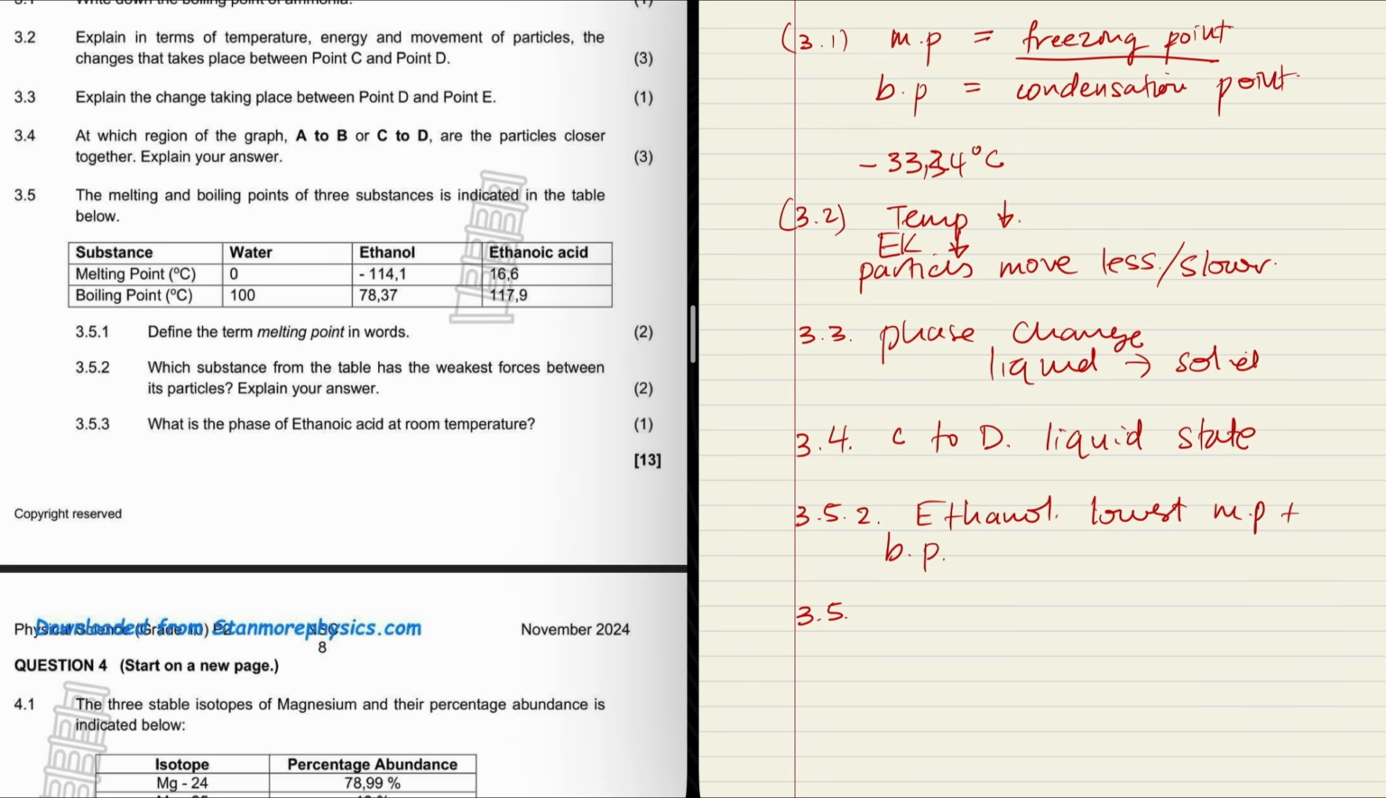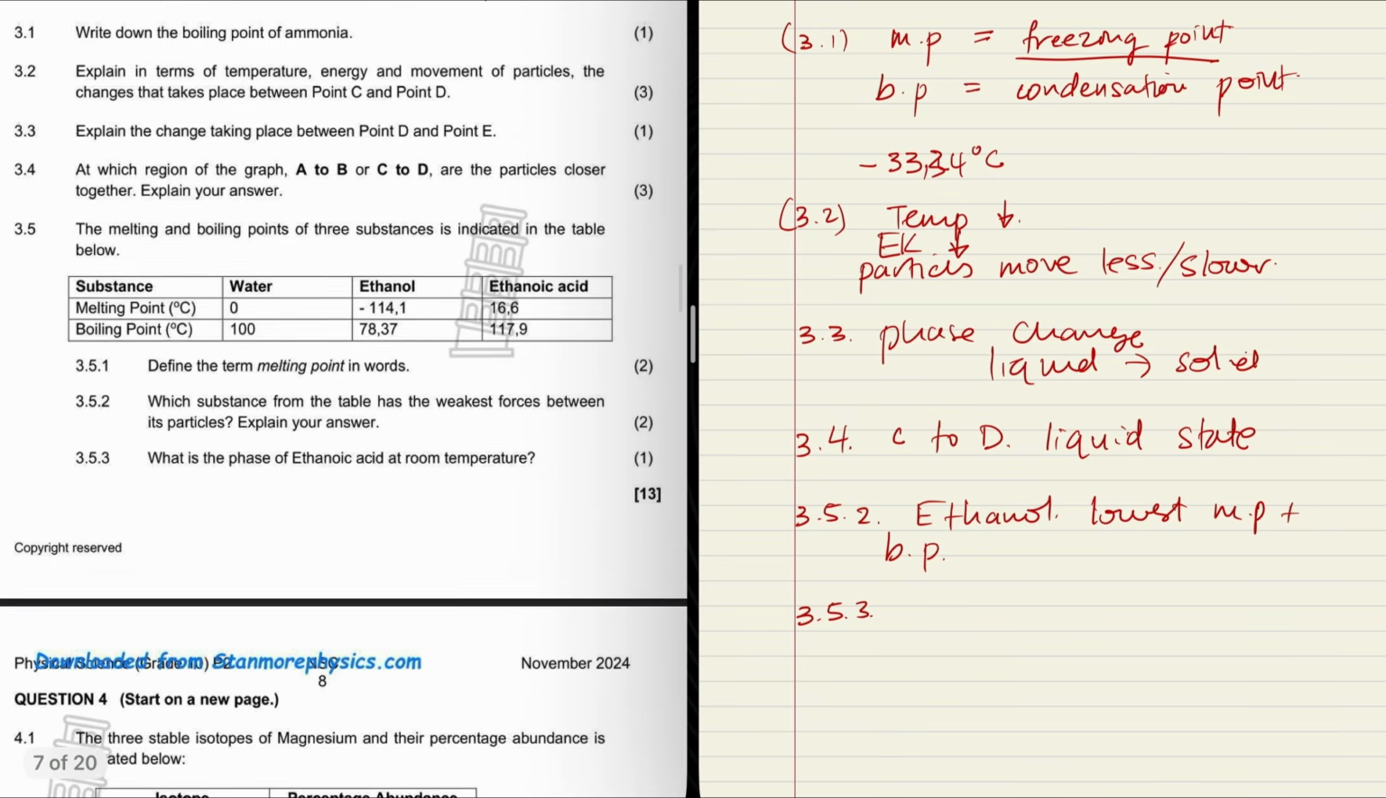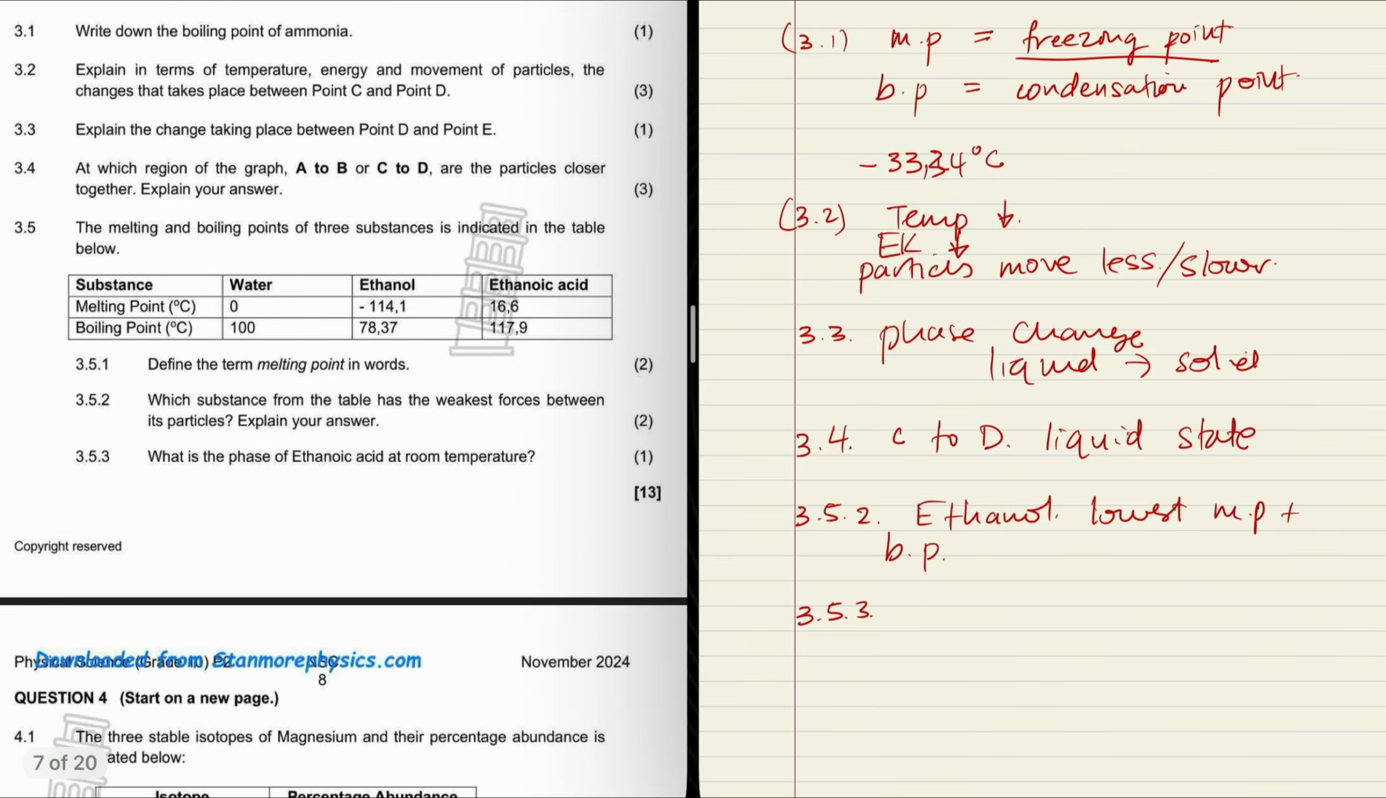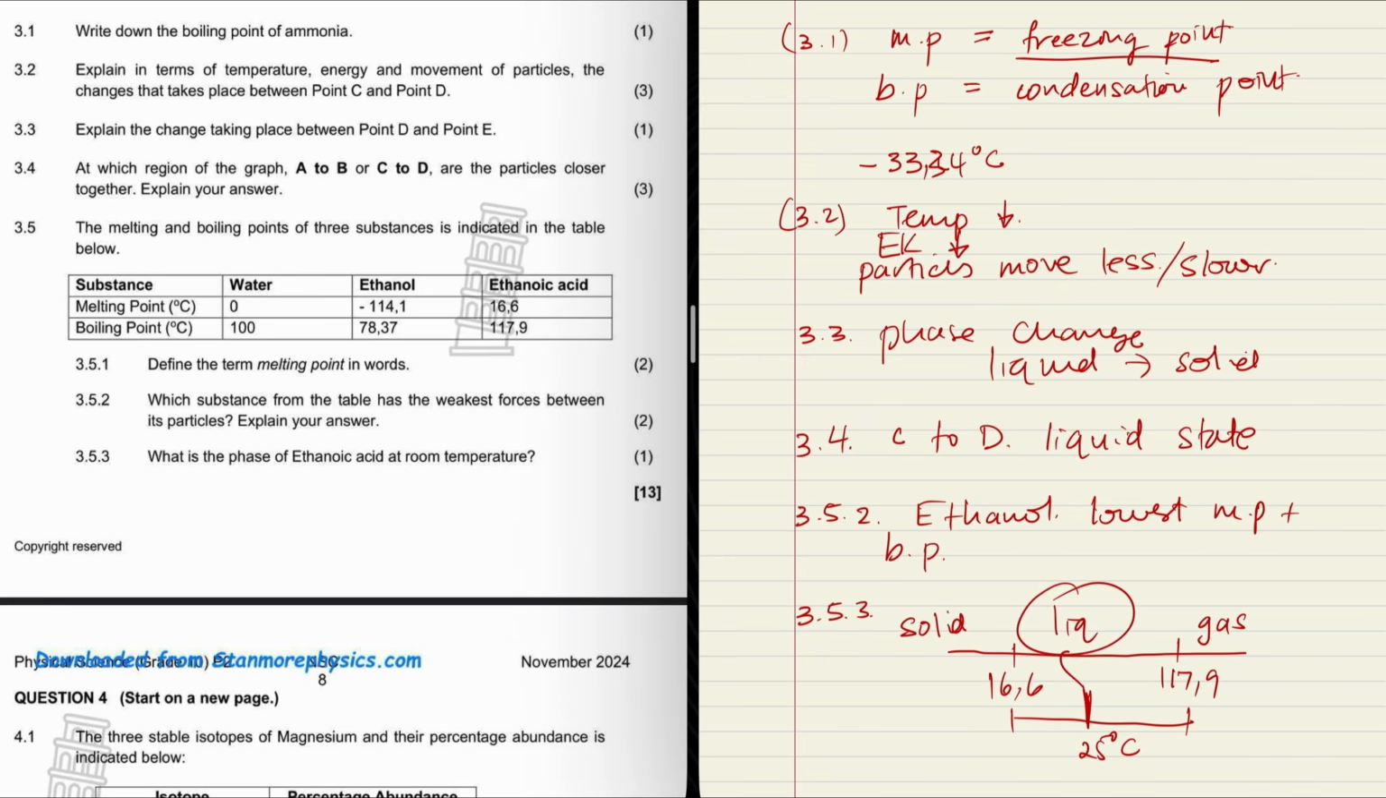Question 3.5.3, what is the phase of ethanoic acid at room temperature? To answer this, I'm going to draw a number line. I'm going to put in the two values, 16,6 and 117,9. Then I'm going to write solid, liquid, and then gas. Now 25 degrees is between these two values. Room temperature is 25 degrees, so 25 is somewhere here, and it matches up with a liquid. So the answer is liquid.